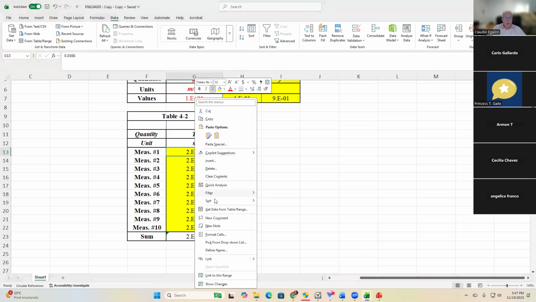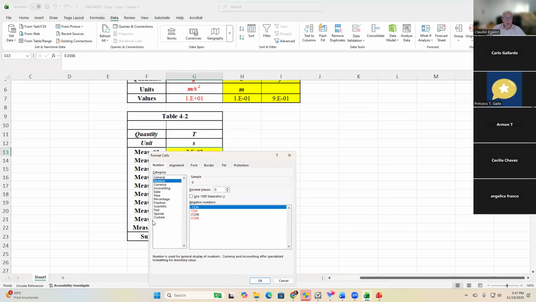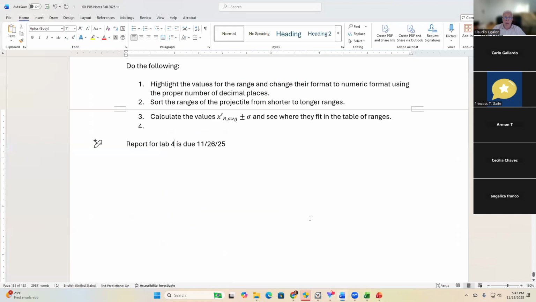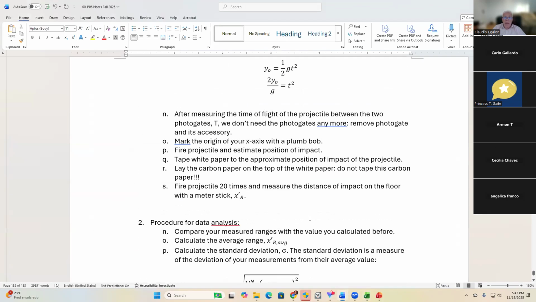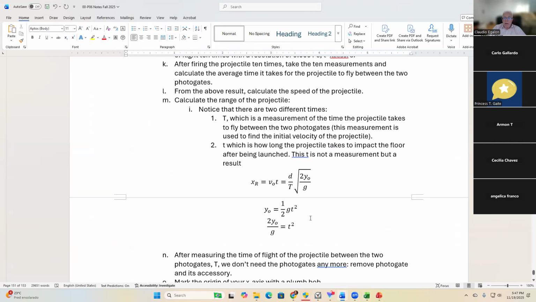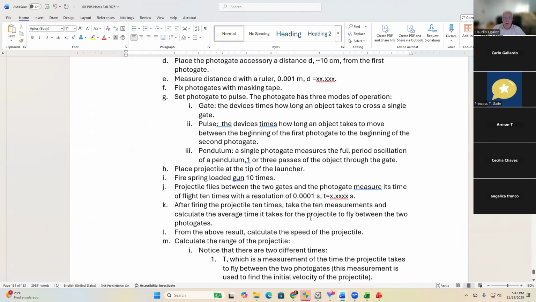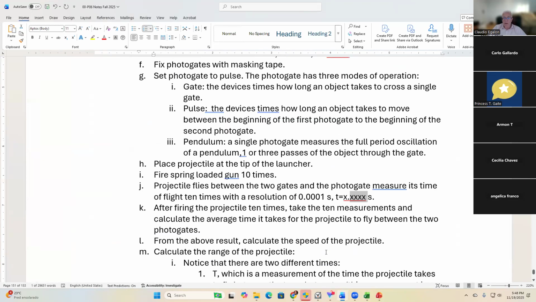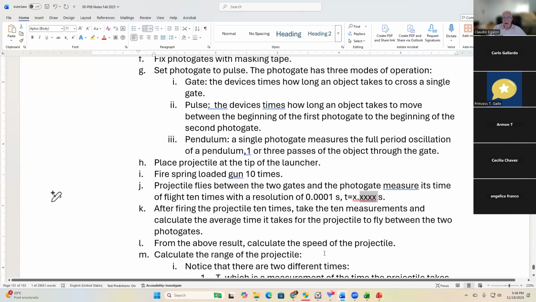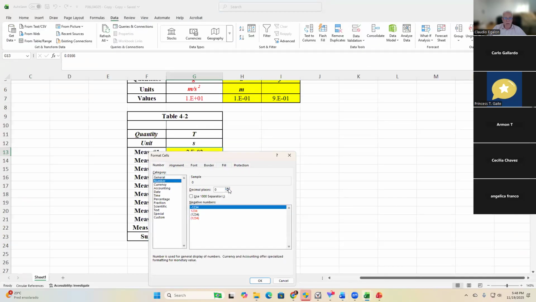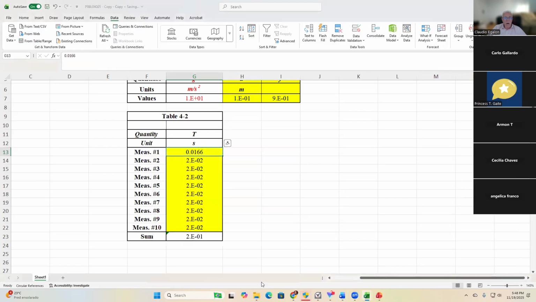So let's see. I'm going to put in the numeric format here. Remember I told you how many decimal places I have to have for the measurement with the photogate? Three decimal places? No, it's not three decimal places. Let me check. Take a look here at my screen. Oh, okay. So 4 decimal places. Let's display it at 4 decimal places: 1, 2, 3, 4. Okay.